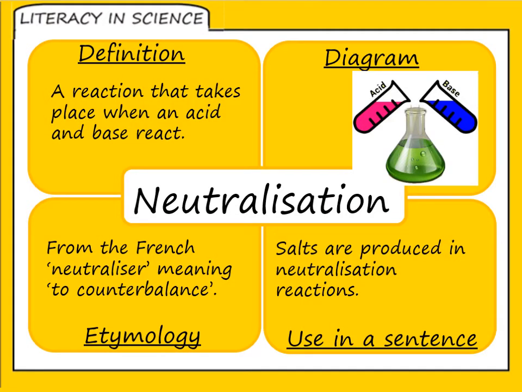So just to remind you of an important keyword which we looked at last lesson, neutralisation. That is a reaction that takes place when an acid and base react. So here in the diagram I've got an acid and a base reacting, and they are producing the products, which will be salt and water. So salts are produced in neutralisation reactions, and it's from a French word meaning to counterbalance. You want to think about it, the acid is neutralised.